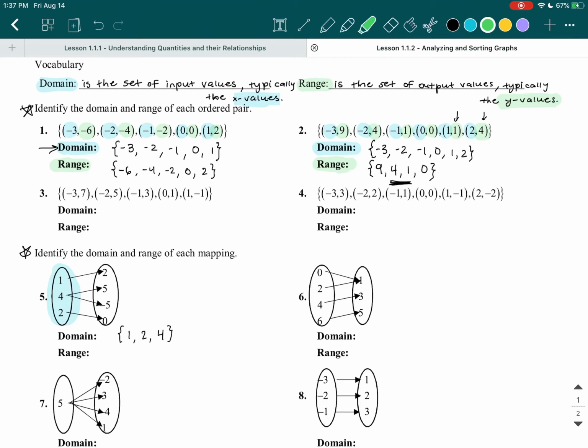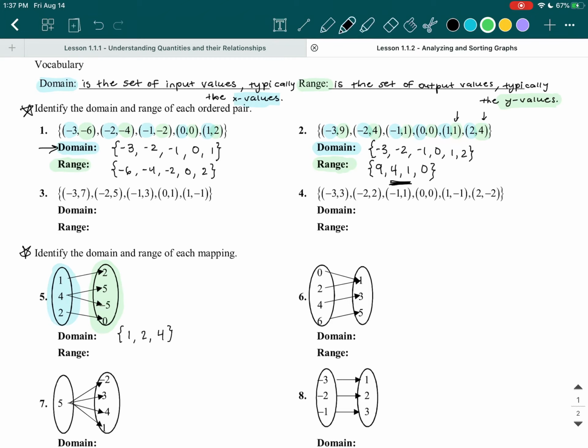So range I put in green. So let's read the definition again. Range is the set of output values, typically the y values. So what numbers came out of this mapping? Where are our arrows pointing towards? Over here, this whole thing, all of these numbers make up our range.